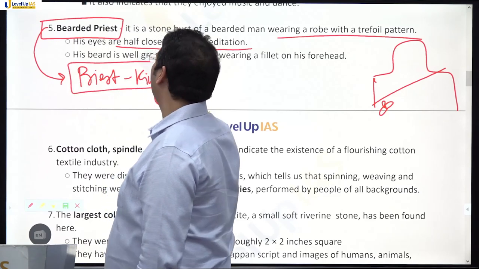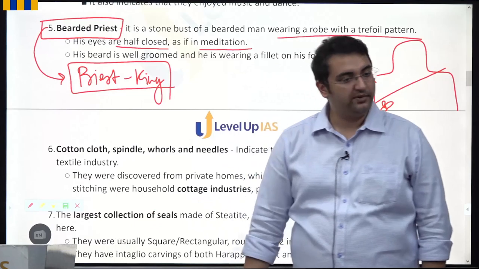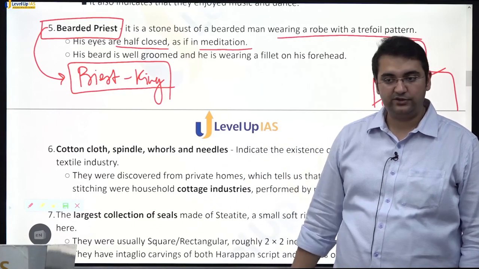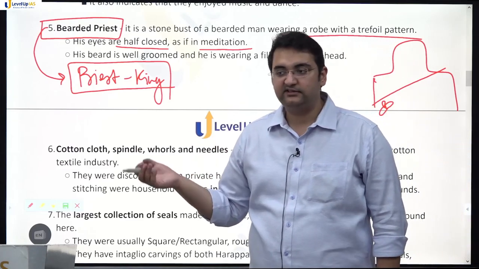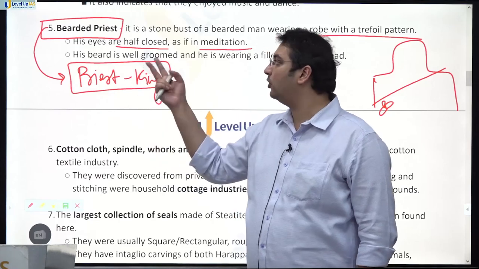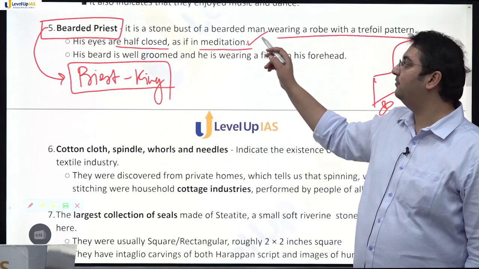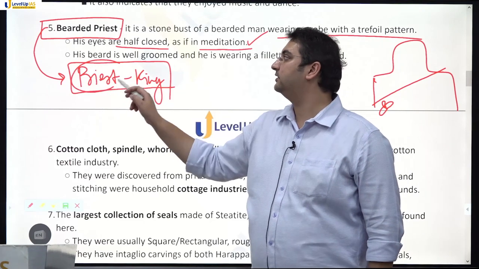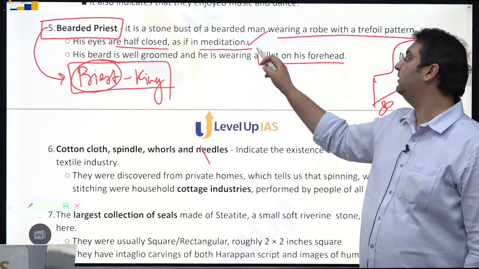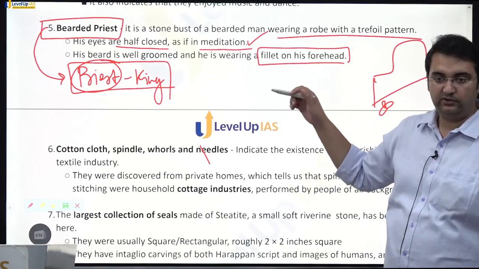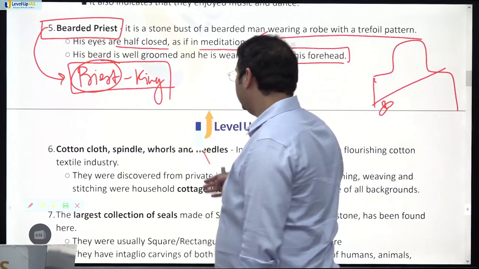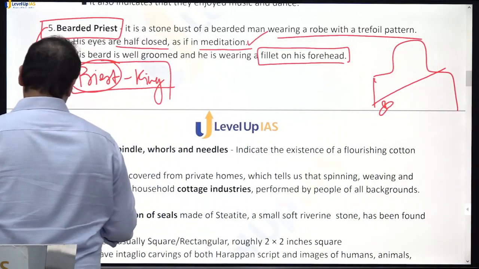All of this is open to interpretation. We don't know whether he was a priest at all, whether he was a king at all or not. It just appears from his emotion and expression, his opulence, that he was a person of a lot of wealth, and probably because of his meditative state, he was a priest, right? His beard is well groomed and he's wearing a fillet on his forehead. Fillet kya hota hai? Mang tika. So a circlet of gold, probably gold, around his head.